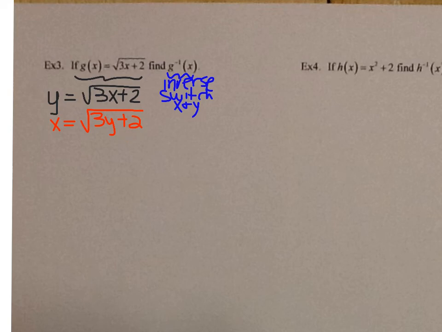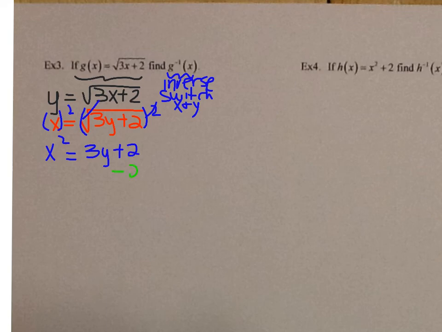All right, so remember, hopefully you remember, to get rid of a square root, you square it. So we're going to square both sides. So I get x squared equals, when you square a square root, they cancel each other out. So then I'm left with 3y plus 2. Now we're going to solve for y. So minus 2. So I have 3y equals x squared minus 2. And then to get rid of the 3, since that's 3 times, we're going to divide by 3.